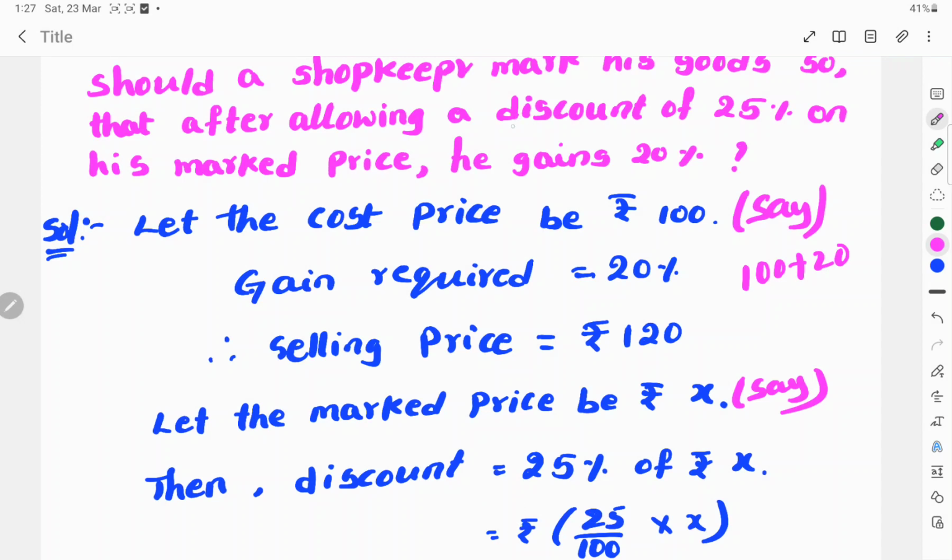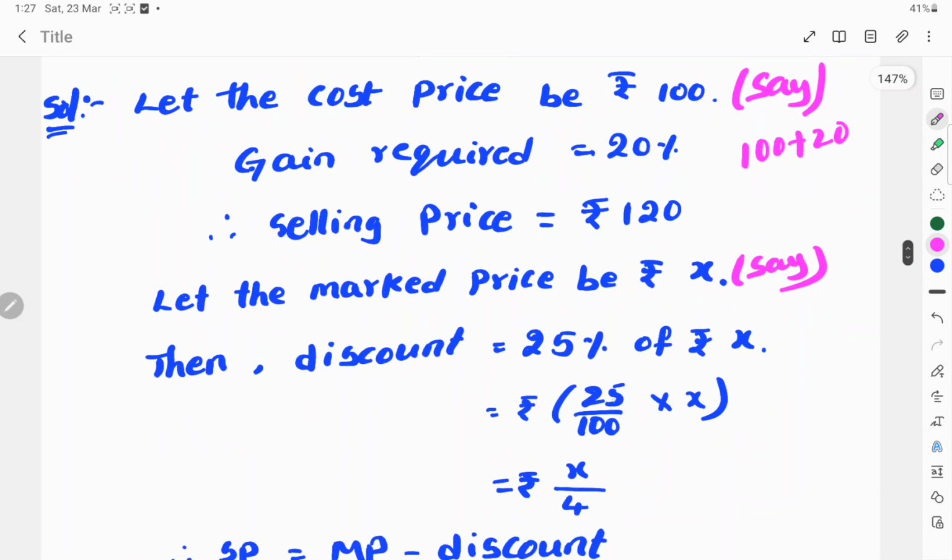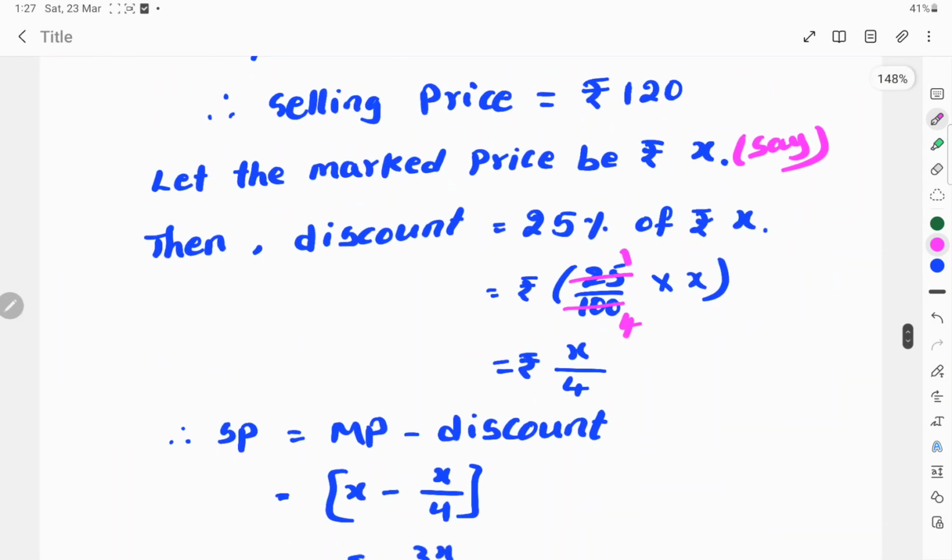25%. Discount is 25% of X rupees. So 25% means 25 by 100 into X. Here 25 cancels in 100, 4 times. So it is 1 by 4 into X, which is X by 4.